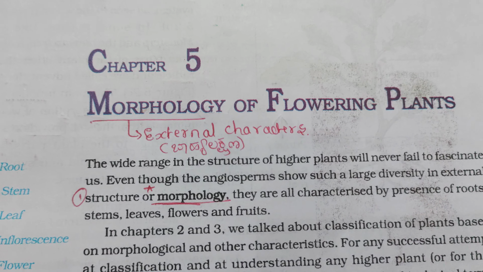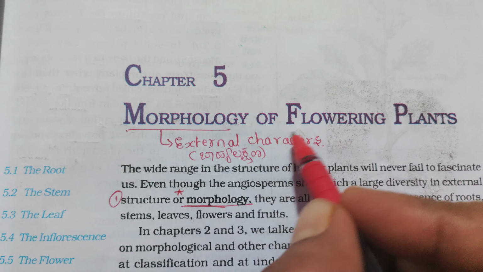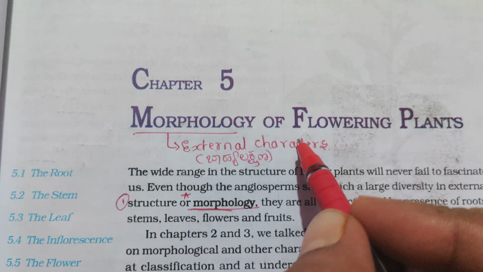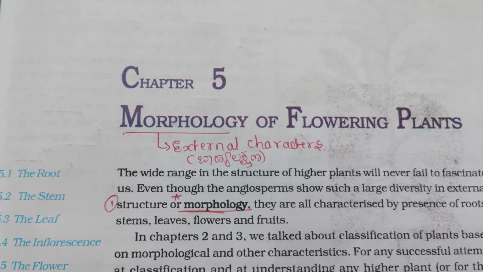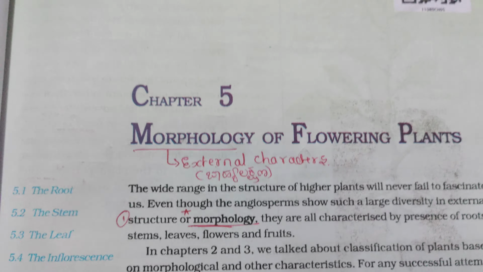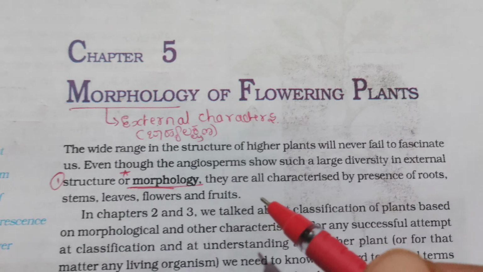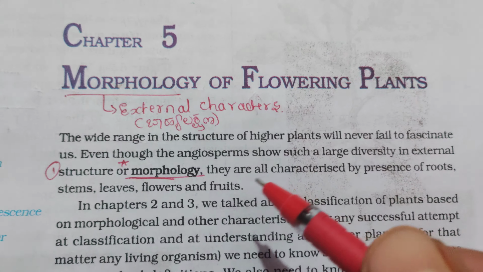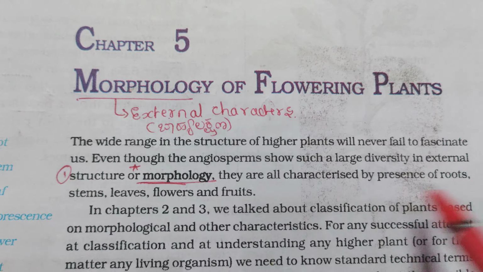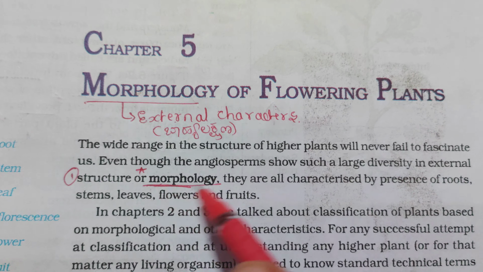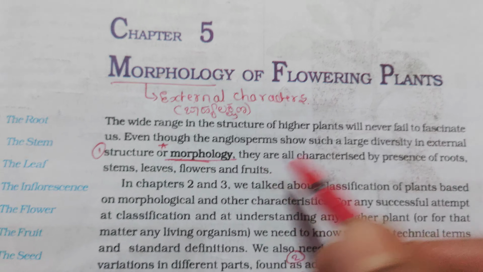Morphology of flowering plants. Here, morphology means external characters of the plant. It means the study of external characters of plants is called morphology of flowering plants. So, in morphology, we study the external appearance, that is the presence of roots, stem, leaves, flowers and fruits. Let us start the chapter.